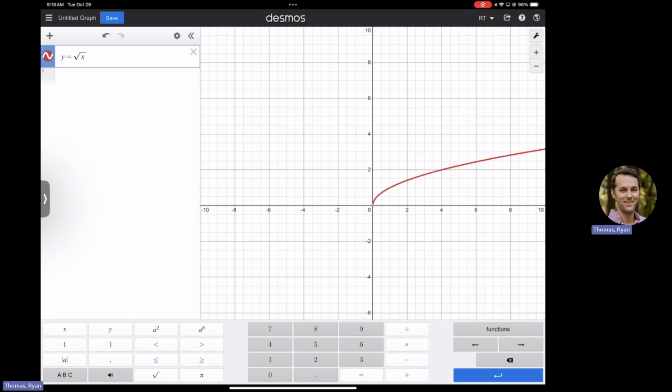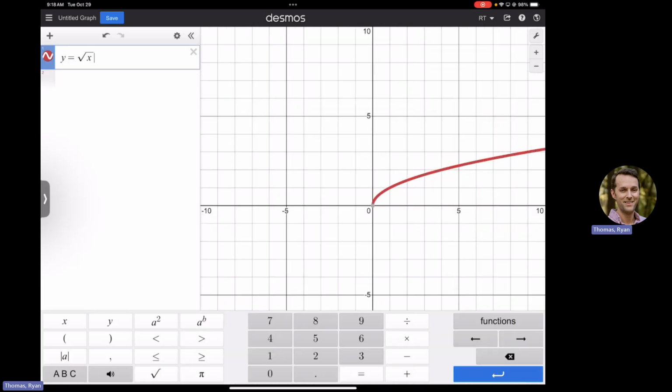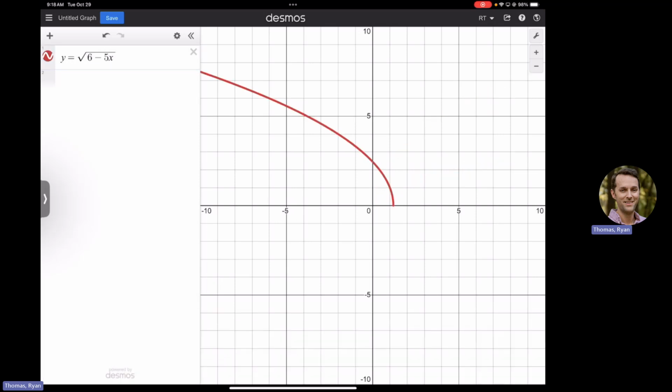Square roots look like that. And this one in particular was 6 minus 5x. So there's a shift and a stretching and the reflection. This one looks like that, and it's got restrictions on its domain and its range, right? It's not defined everywhere. But what we did was take it and square both sides.